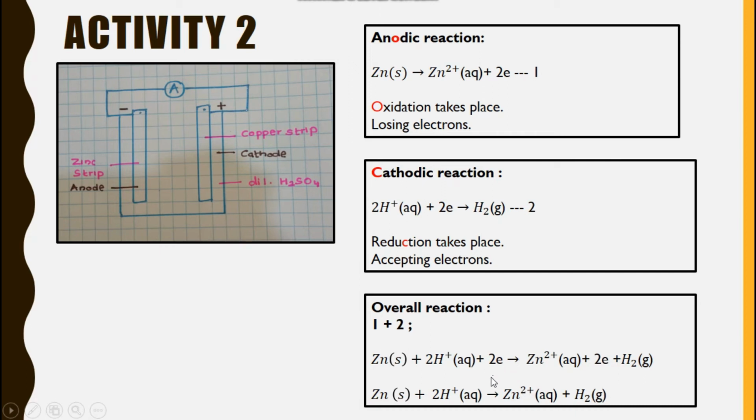In simultaneous equations, we cancel the similar terms. Here also we can cancel 2 electrons and 2 electrons. You can think like this: if you bring these 2 electrons to this side, it is plus 2 electrons; when it comes to this side, it becomes minus 2 electrons, so plus and minus cut off. These 2 electrons get cancelled, and you get the overall reaction as Zn plus 2H+ gives Zn2+ and hydrogen gas. Okay, I'll show you another example.